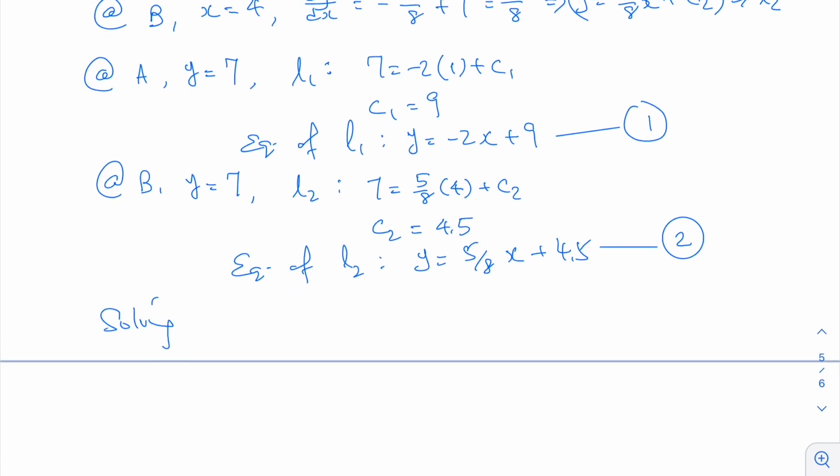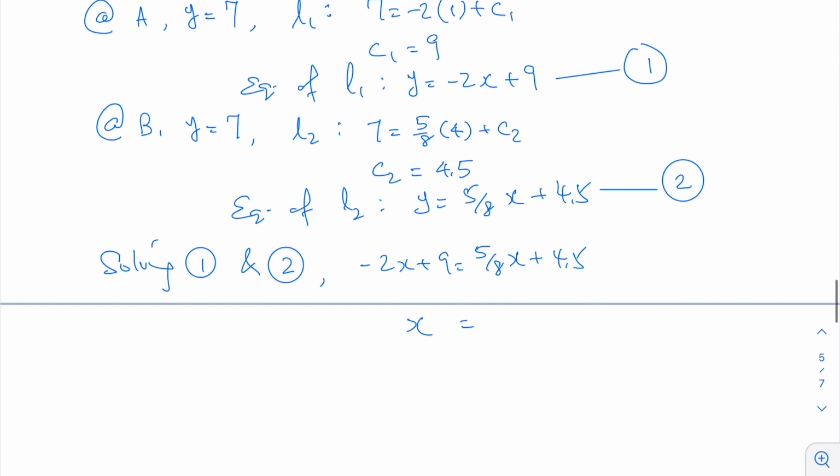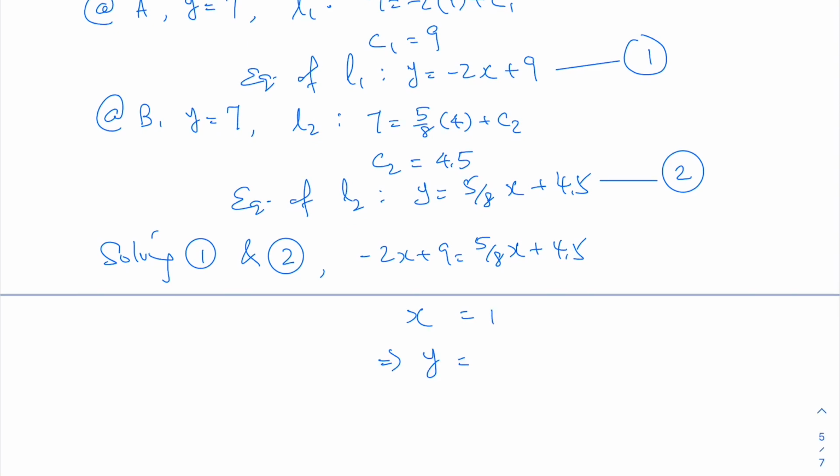Solving equation 1 and equation 2, you get negative 2x plus 9 equals 5 over 8 x plus 4.5. So what's the value of x? Solving this, you get 1.71. Then substitute 1.71 into equation 1 or equation 2 to get the value of y, which is 5.58.